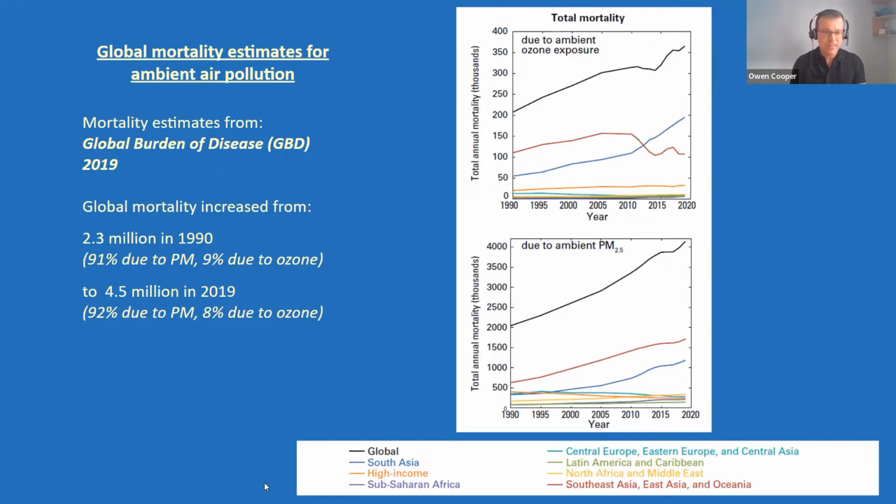So the take-home message from this graphic is that global mortality due to ozone and PM2.5 pollution increased from about 2.3 million in 1990 to about 4.5 million in 2019. And about 90% of the premature deaths are due to particulate matter. In 2019, the estimated ozone mortality worldwide was about 360,000 premature deaths. Next slide.